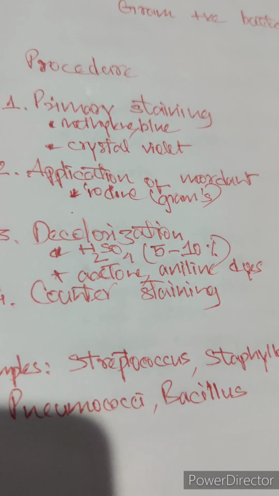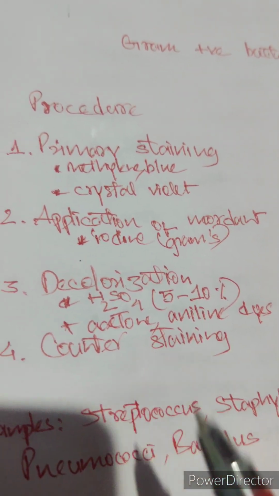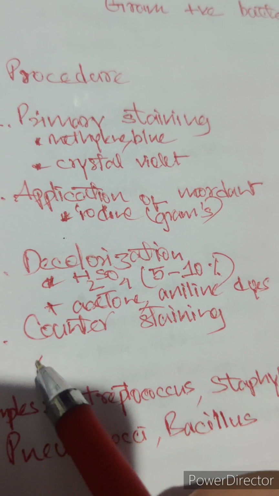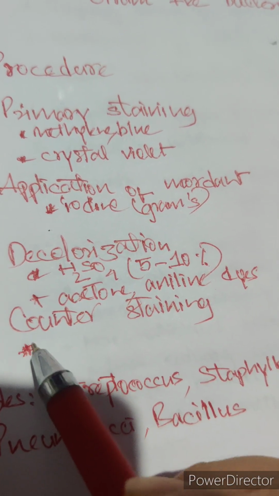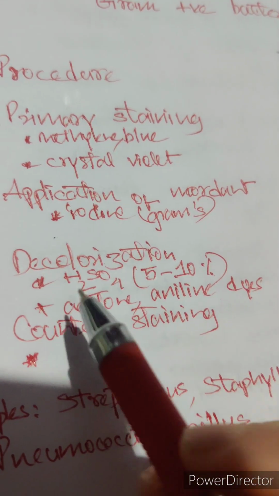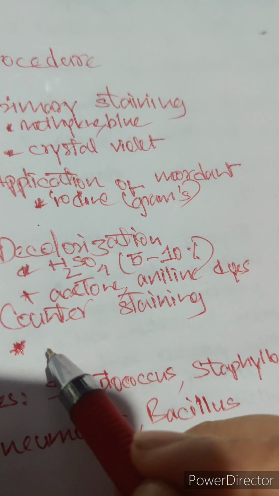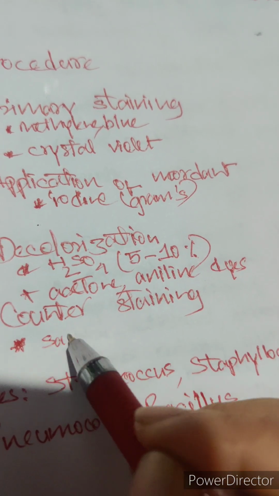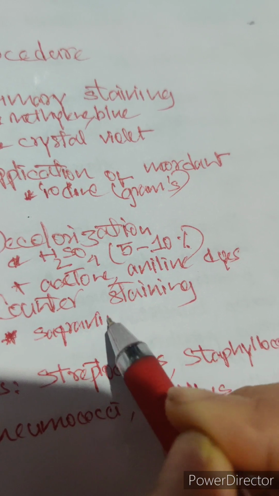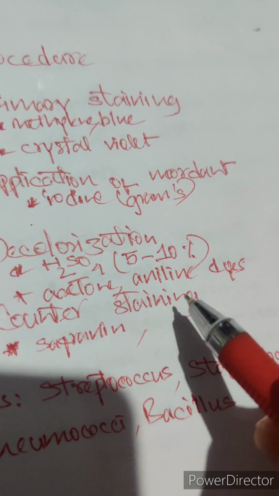The fourth step here is the counter staining. In counter staining, we take a different stain, which can be your safranin and carbamazepine.